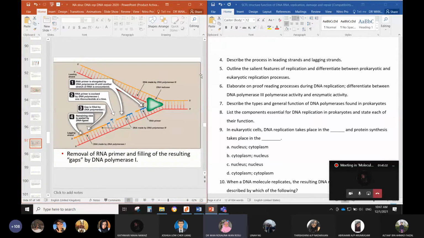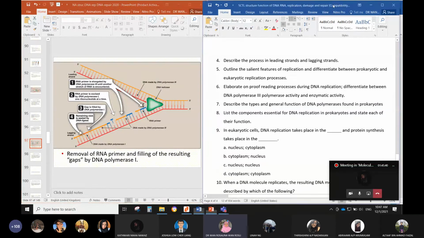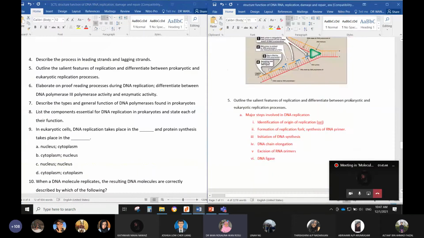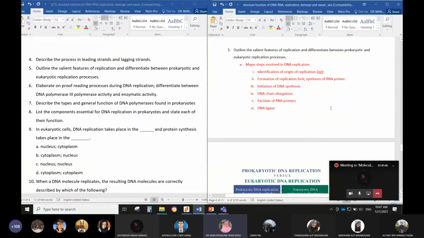Next one, outline the salient features of replication. Differentiate between prokaryotic and eukaryotic replication process. Okay, alright, so this is what is happening. Salient features just means the important major features. This is what we have gone through just now, the major steps involved in DNA replication.